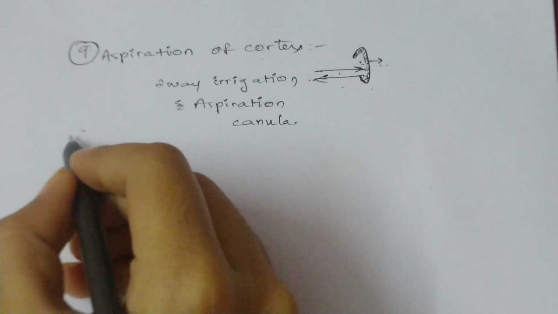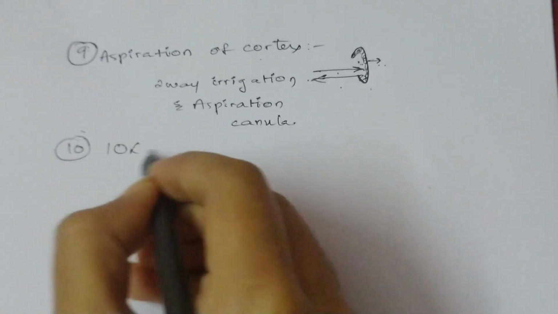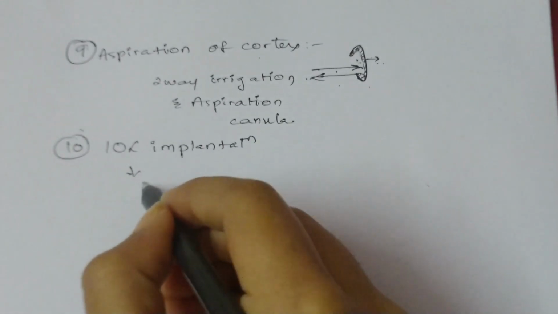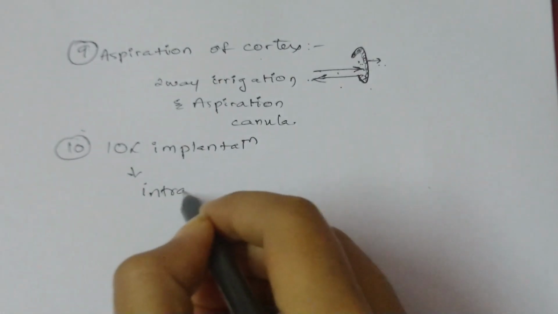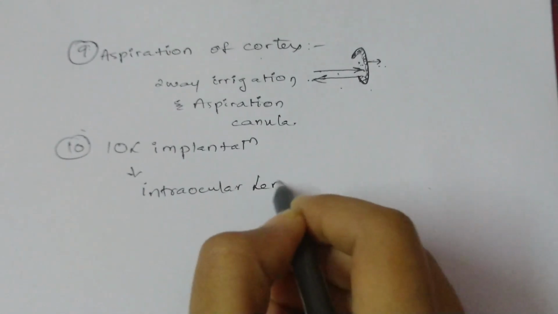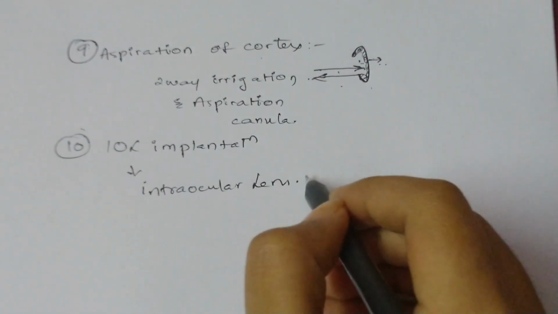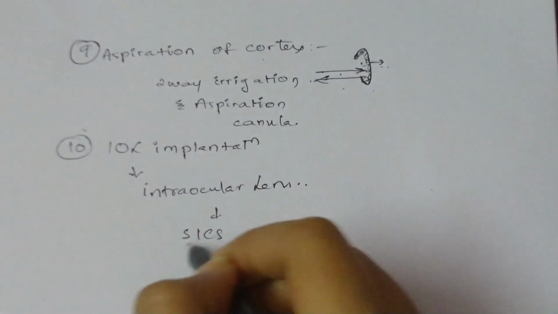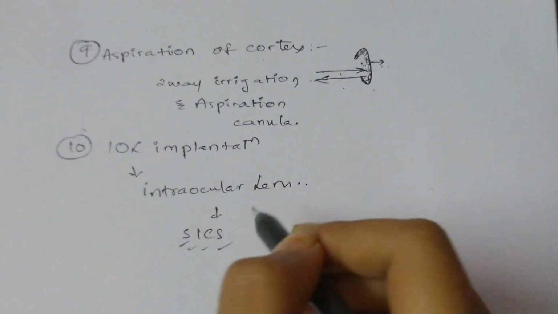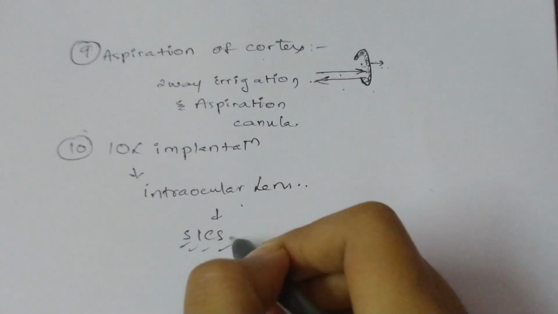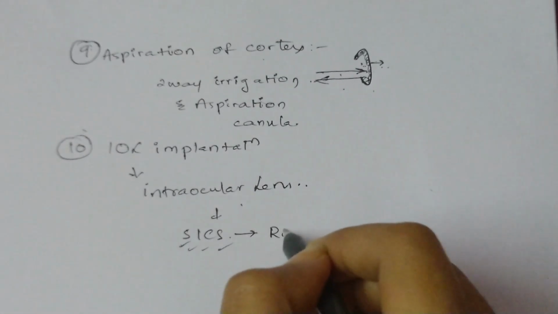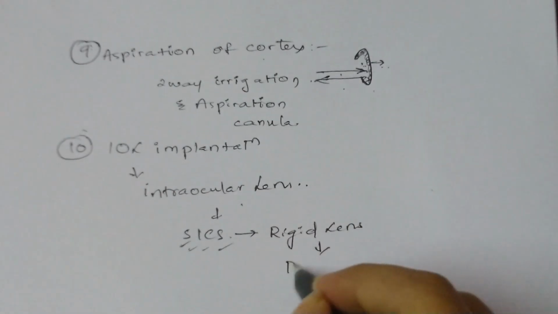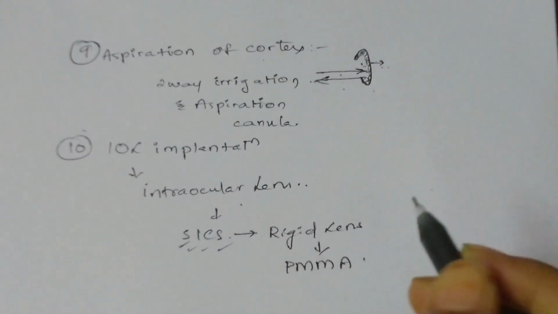The next step is IOL implantation. So what is IOL? IOL is intraocular lens. The intraocular lens that is used in SICS, that is small incision cataract surgery, is a rigid lens, and this is made up of PMMA.